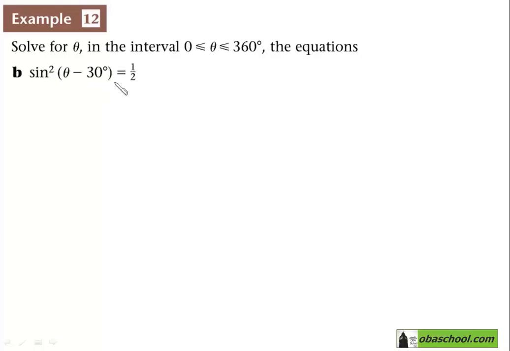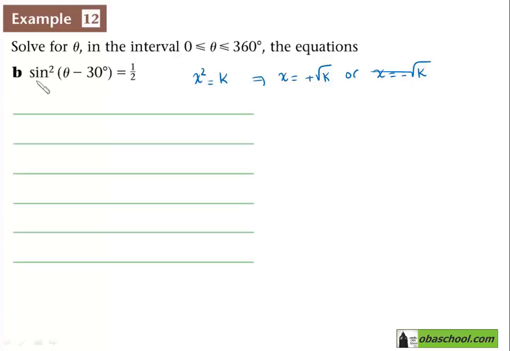This is a quadratic equation because we have sine squared. However, it is the simple kind of quadratic equation that doesn't need factorization. The form is x squared equals k, not ax squared plus bx plus c equals 0. If k is positive, then directly we can say x is positive square root of k, or x is negative square root of k. So here, sine squared of theta minus 30 equals half. The half is the k and it is positive. So the sine is positive or negative square root of half.